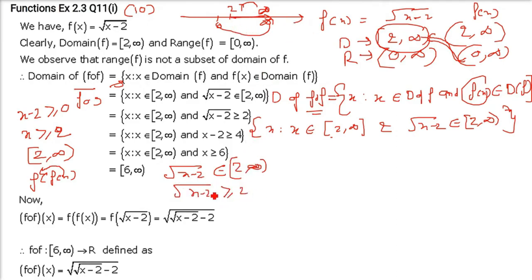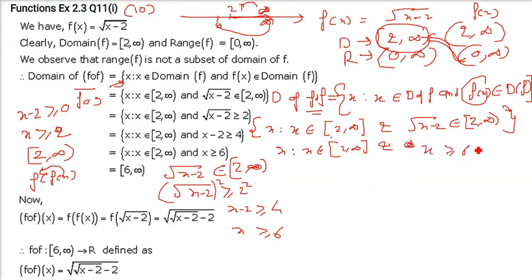Now let us square both the sides. So x minus 2 is greater than or equal to 2 to the power 4. So x is greater than or equal to 4, and the 2 comes here, so it is 6. So x should be greater than or equal to 6. So x is such that x belongs to 2 to infinity, and under root x minus 2 belongs to 2 to infinity. I am replacing it with x should be greater than or equal to 6.